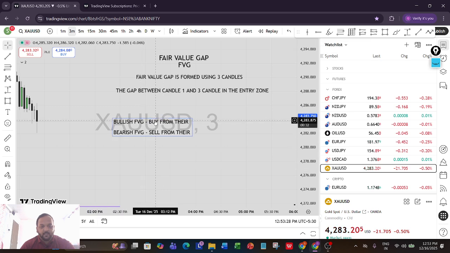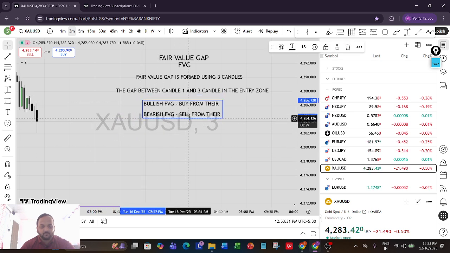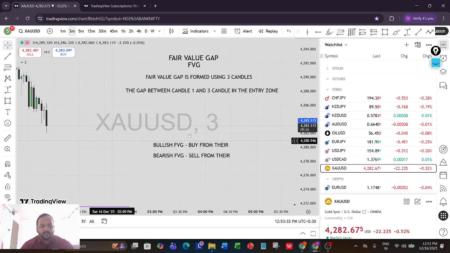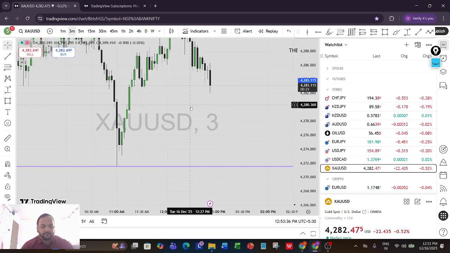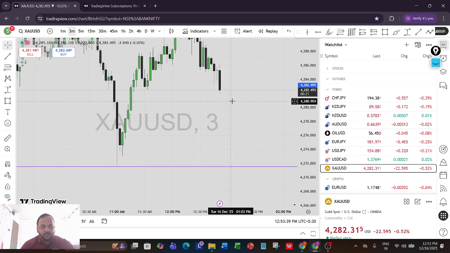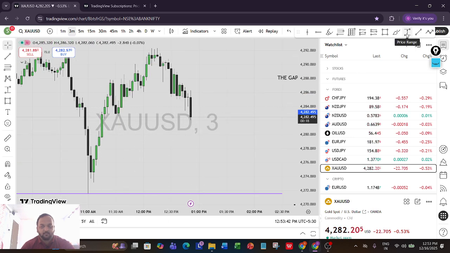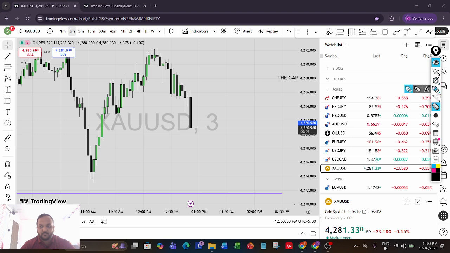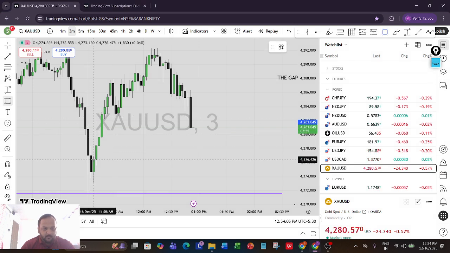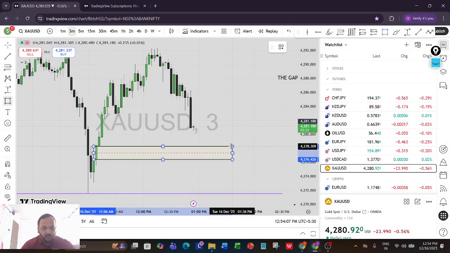So I will tell you some examples about fair value gap. So see, this is the current chart going on for gold. Here the bullish structure is formed. The bias is bullish. So you can see here, there is one candle, there is a second candle and the third candle. Okay, so for the bullish, there is a gap formed here. See, this is called the fair value gap.